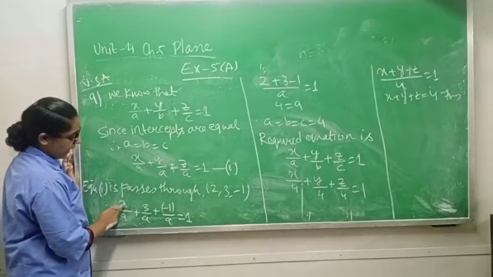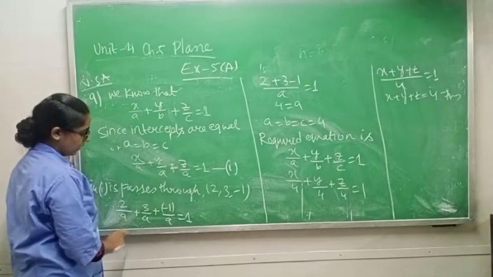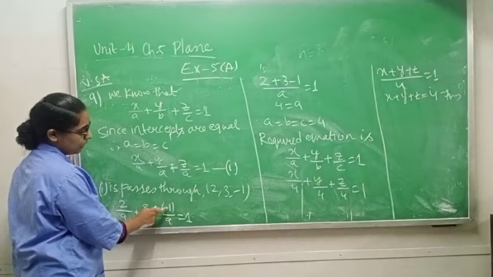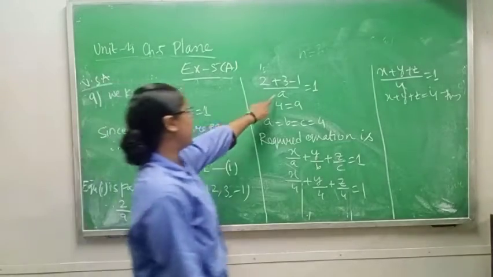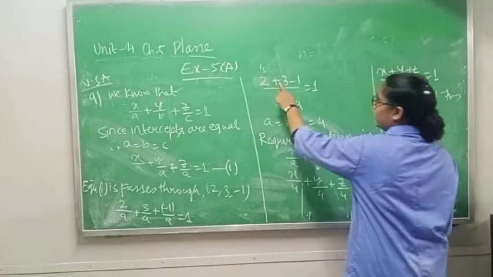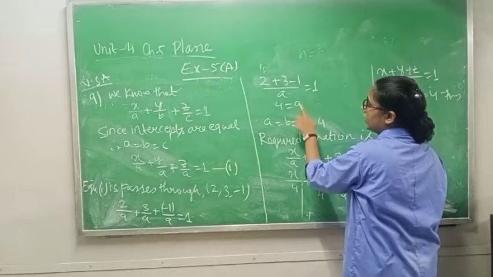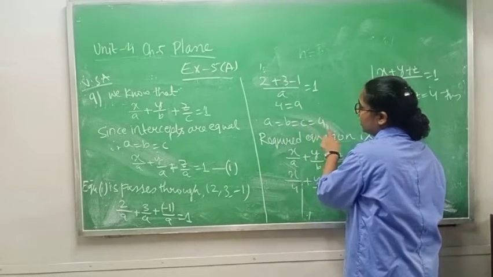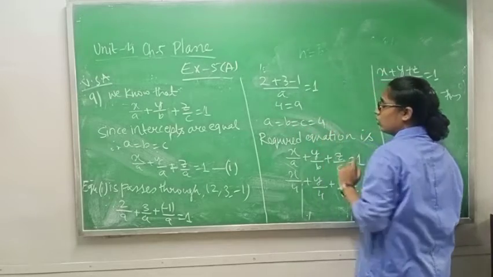So 2 by a, the x value is 2, then the y value is 3 and the z value is minus 1. So I am writing 2 by a plus 3 by a plus minus 1 by a equals to 1. If you take the LCM of a, you will get a, and here you will get 2 plus 3 minus 1. Means a equals to 4. If a, b, c are equal, it means the a value is 4, the b value is 4 and the c value is also 4.